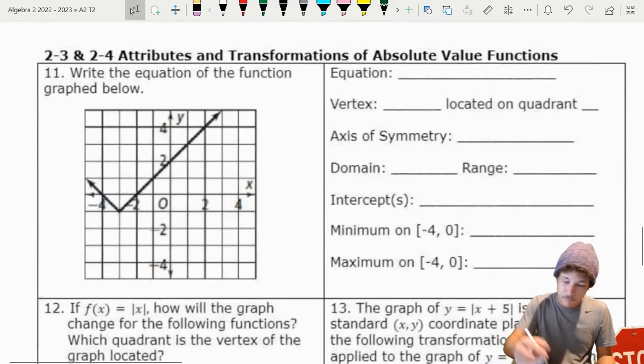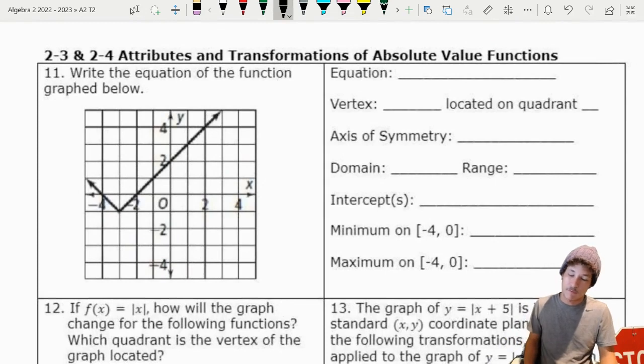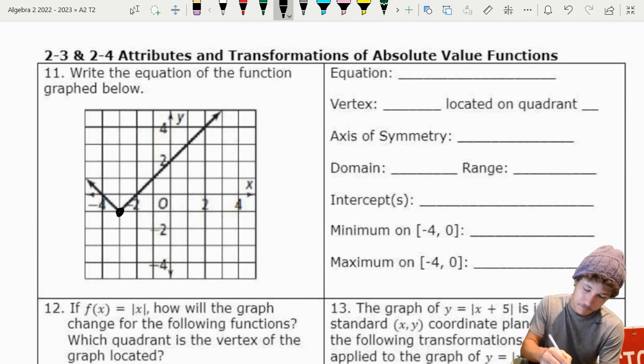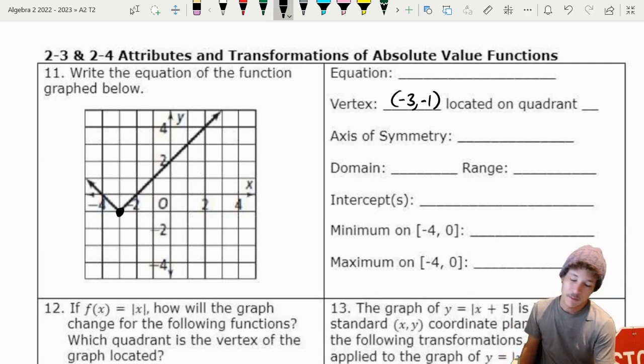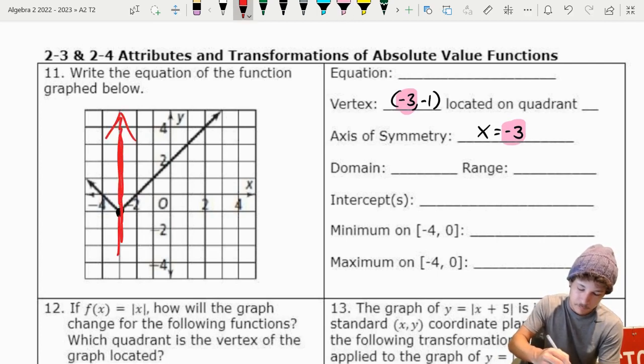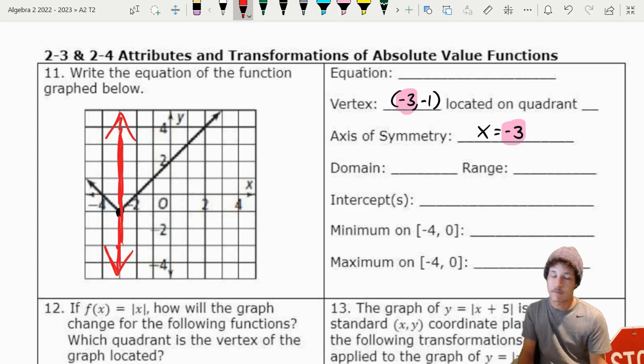Number 11. Let's see. Write the equation for the function graphed below. I'm going to skip that. Let's do the vertex first. The vertex is right here. The vertex is at -3, comma -1. And that's going to tell me a lot of things. For example, now I know the axis of symmetry. It's x equals -3. These 2 values will always be the same. Okay, so we can just graph that right now. It looks like this. Okay, and that would be your axis of symmetry.